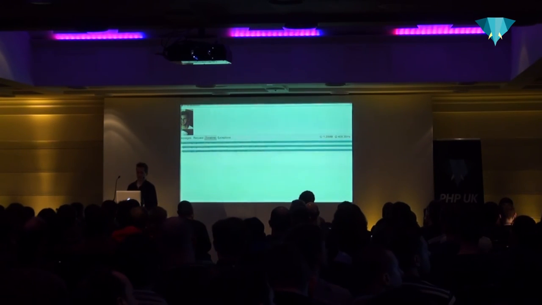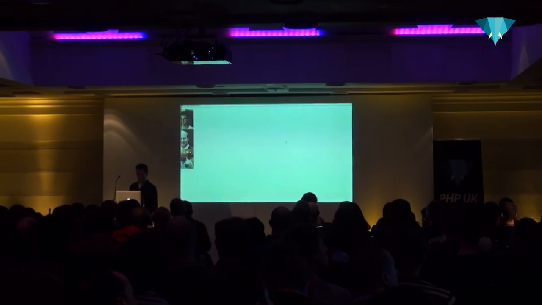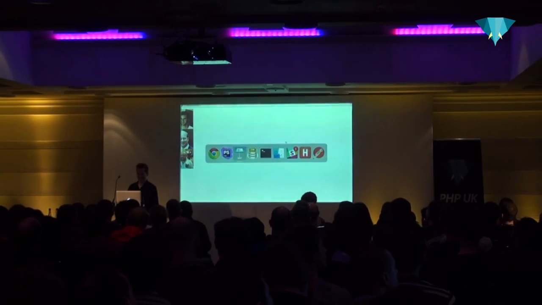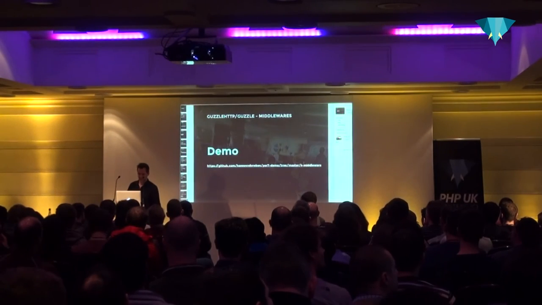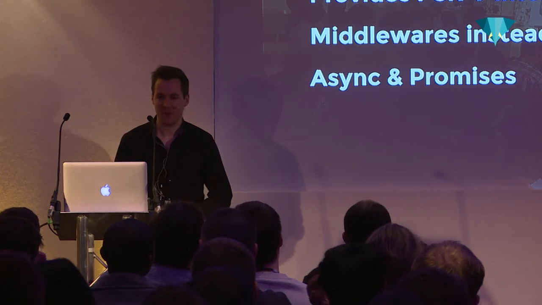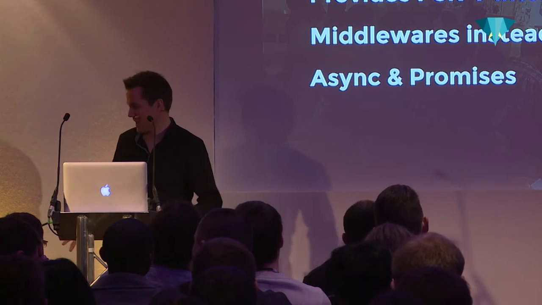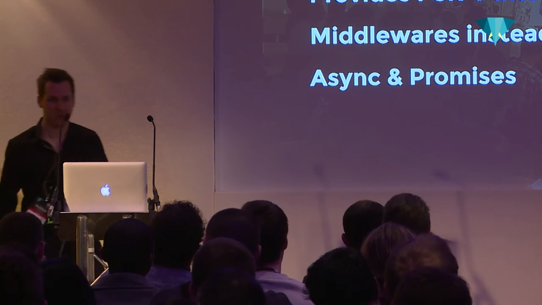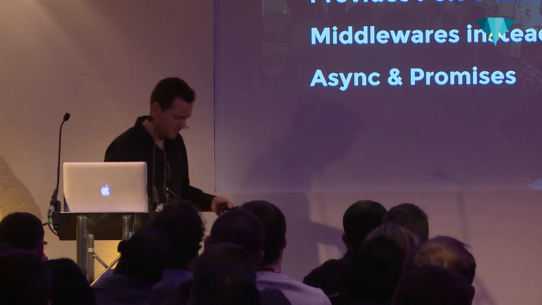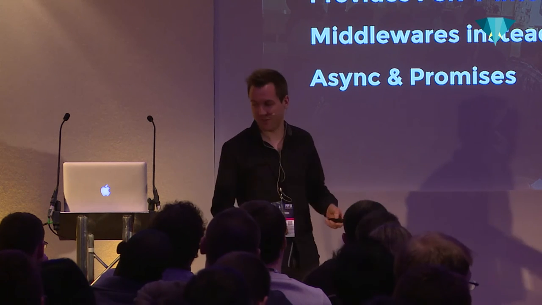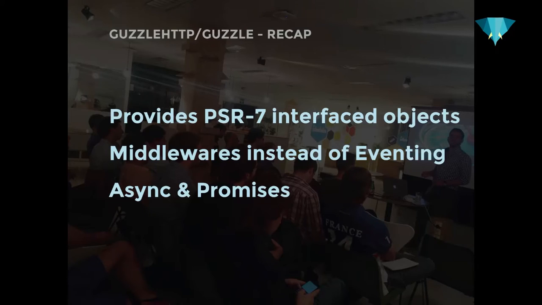I proved to you that we can do async in PHP. Very good. Are we glad? Yeah, cool. So as a recap for this chapter, we talked about what is new in Guzzle version 6, and that it uses PSR 7 objects, it uses middlewares instead of events, and it can do async using promises.